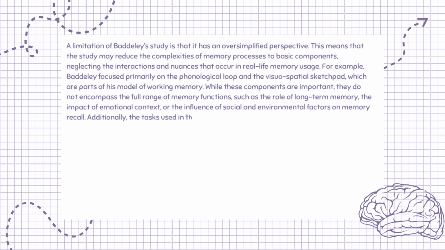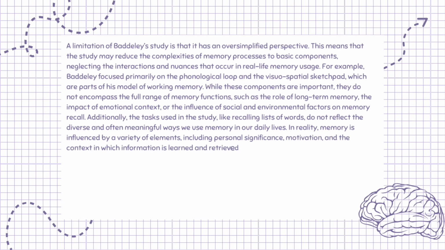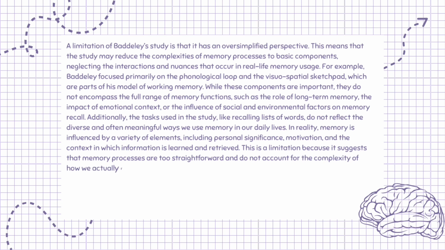Additionally, the tasks used in the study, like recalling lists of words, do not reflect the diverse and often meaningful ways we use memory in our daily lives. In reality, memory is influenced by a variety of elements, including personal significance, motivation, and the context in which information is learned and retrieved. This is a limitation because it suggests that memory processes are too straightforward and do not account for the complexity of how we actually remember things in our everyday lives.